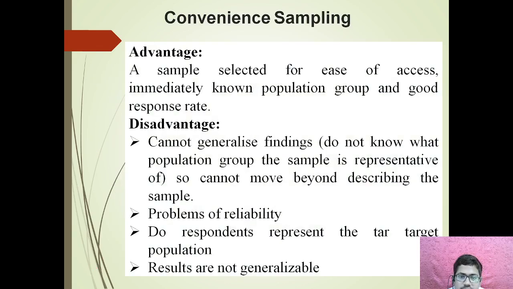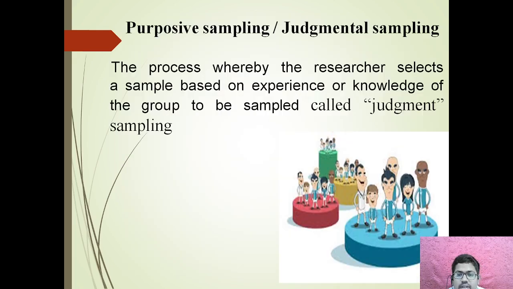Then convenience sampling advantages: a sample selected for ease of access, immediately known population group, and good response rate. It is very time consuming. It will not consume the time. It will be easy to survey at the earliest. Then disadvantage: cannot generalize findings. Don't know what population group the sample is representing, so cannot move beyond describing a sample. Problems of reliability. Then do respondents represent the target population? Results are not generalizable.